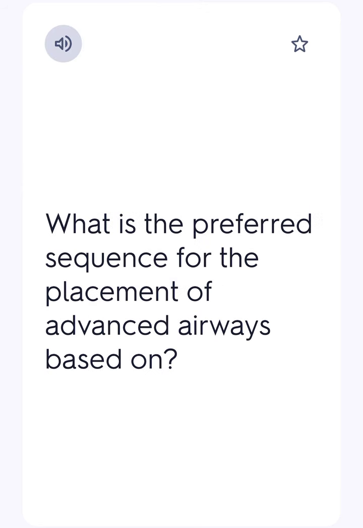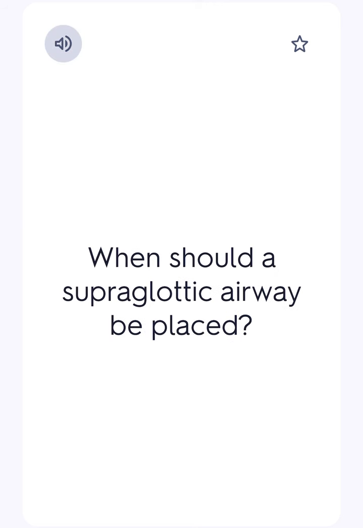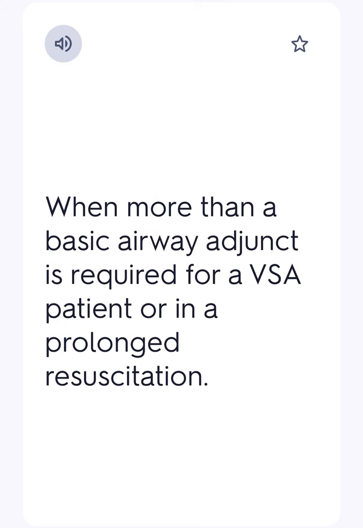What is the preferred sequence for the placement of advanced airways based on? Reduced importance on airway, ease of supraglottic airway insertion, emphasis on minimally interrupted compressions. When should a supraglottic airway be placed? When more than a basic airway adjunct is required for a VSA patient or in a prolonged resuscitation.